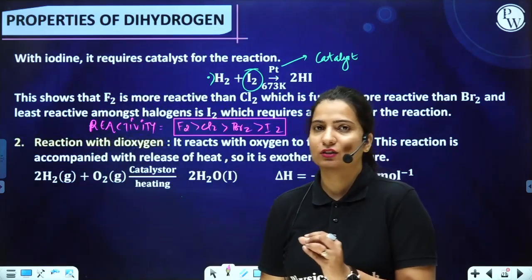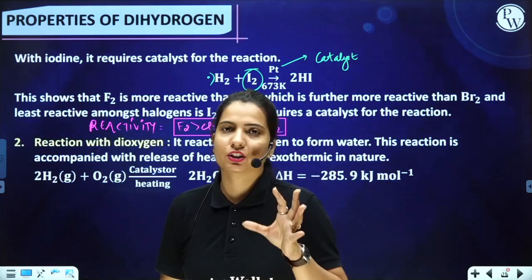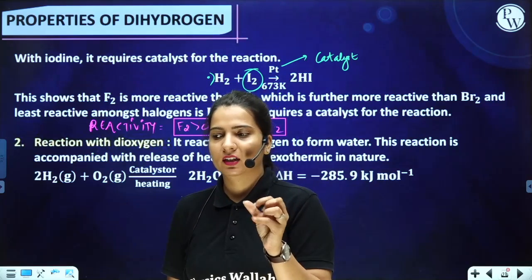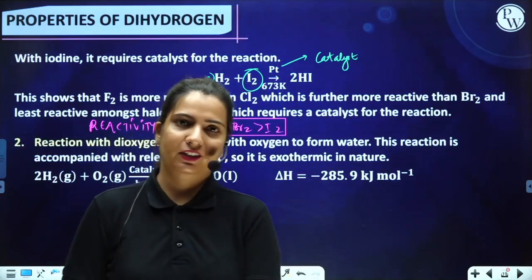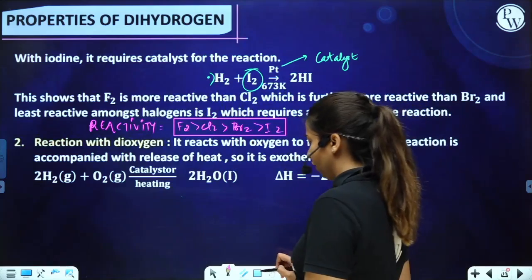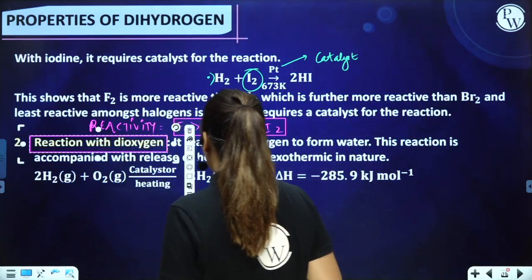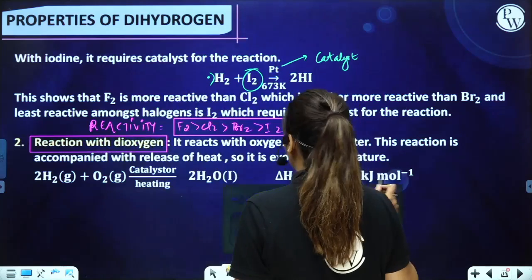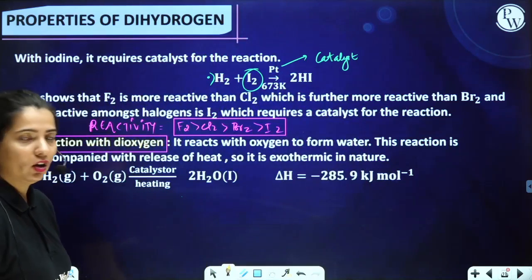First F2 reacts to give HF very easily. Iodine reacts in the most critical form, with the help of temperature and also with the help of a catalyst. Let's move forward. Reaction with dioxygen now. No problem, whenever you have the reaction with dioxygen, you are going to form water. Catalyst, or you can simply have heating also.